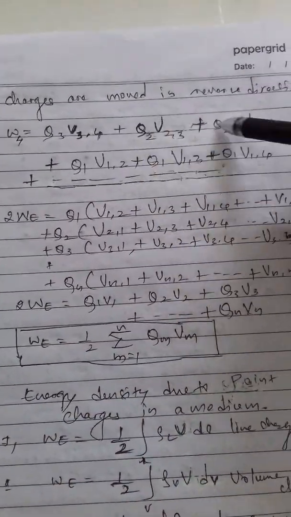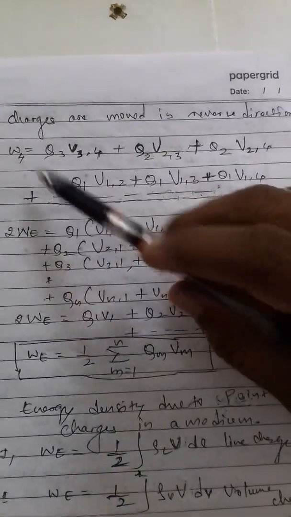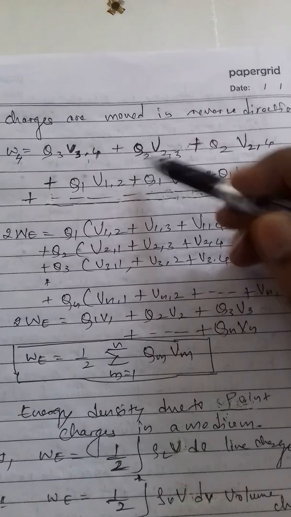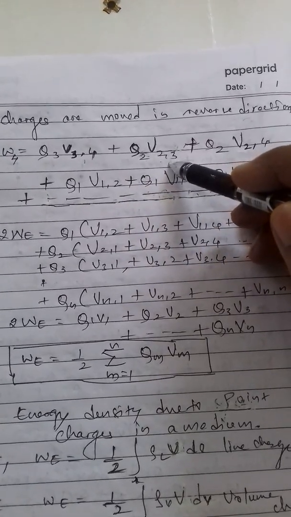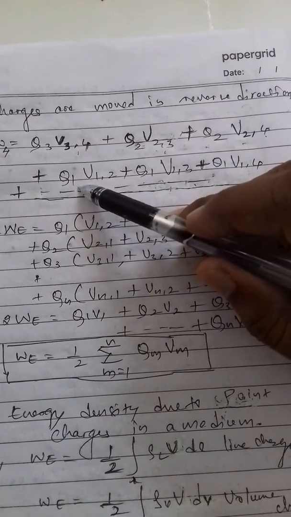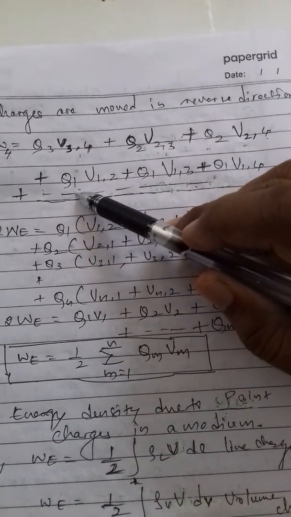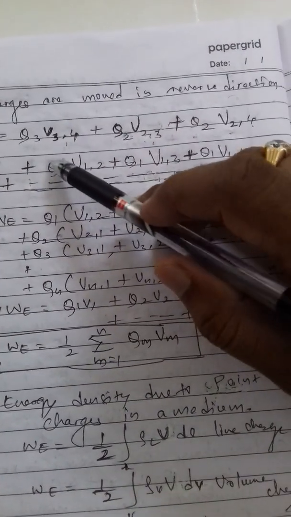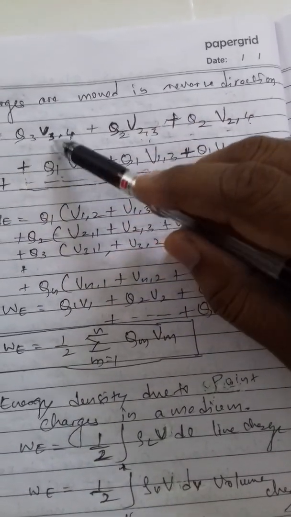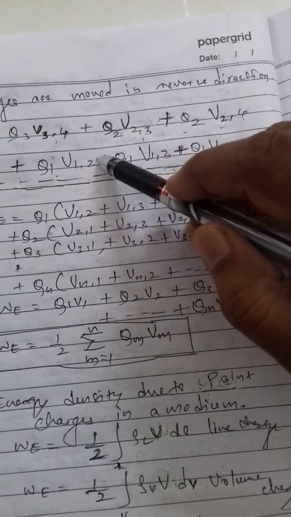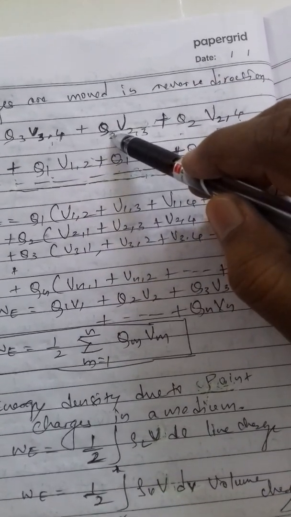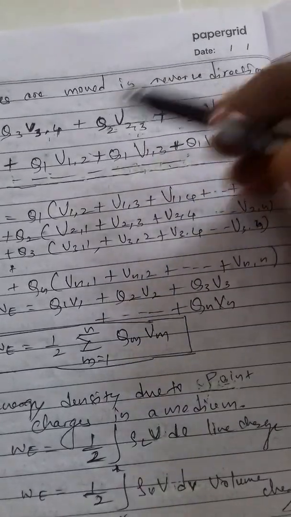Here the charges are moved in the reverse directions, then W4 is equal to Q3 V34, Q2 V23, Q2 V24. Then the charge Q1, if first charge Q4 is present, then Q3 is moved, Q3 V34, then charge Q2 is moved in reverse directions, so that Q2 V23, Q2 V24.